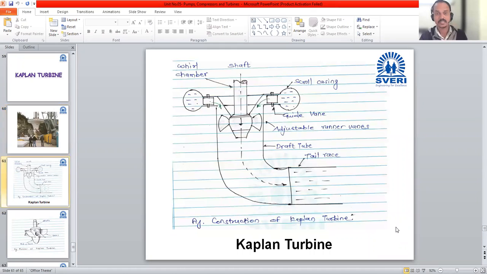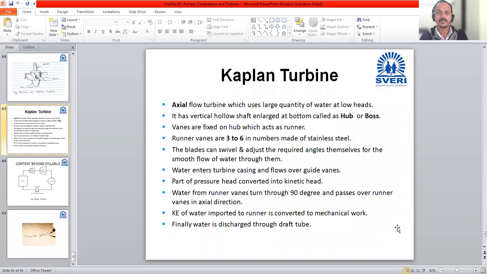So if you observe here, this one is the diagram of the Kaplan turbine. This one is the schematic diagram. So I already explained that these are not actual diagrams. These are only representation of this diagram. If you observe here, these turbines are reaction turbine, and the flow is of axial type flow. It means water enters axially and leaves also axially. So this one is the axial flow turbine, which uses large quantity of water at low heads.